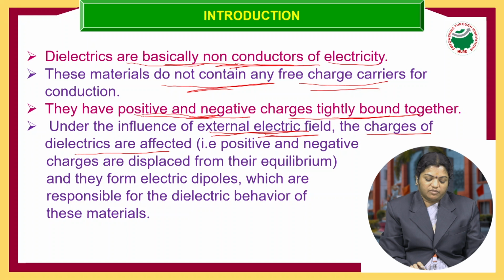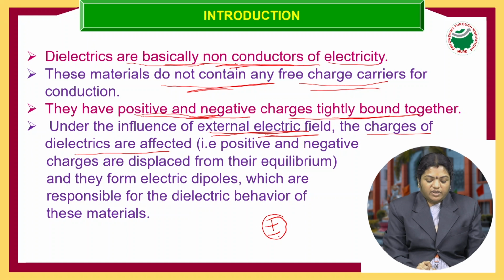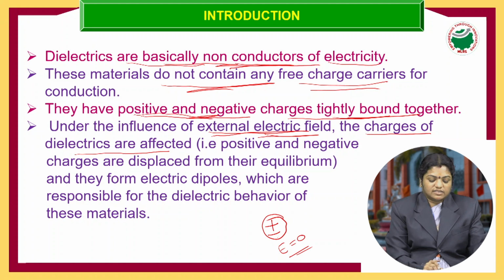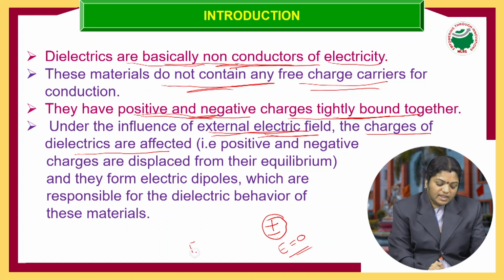What is meant by that? Here we have to consider one atom. This is the equilibrium atom, where the positive and negative charges are in equilibrium positions. Here E is equal to 0, which means there is no electric field in this case. Whenever we apply the electric field, that means E is greater than 0.